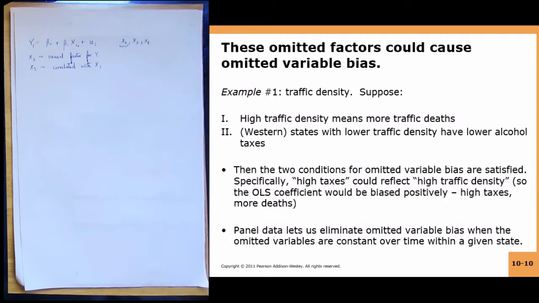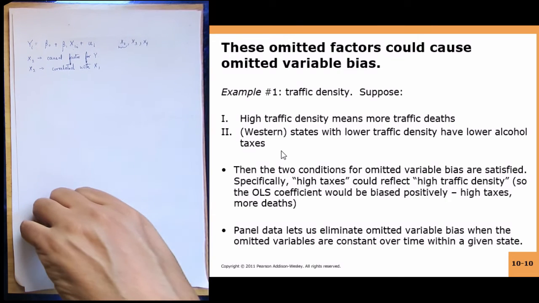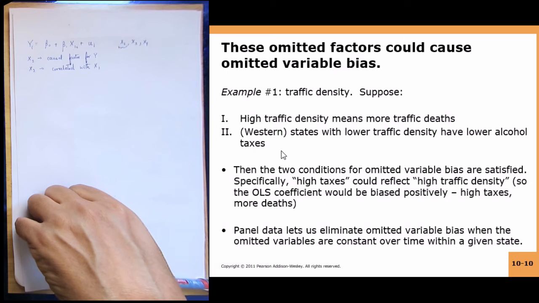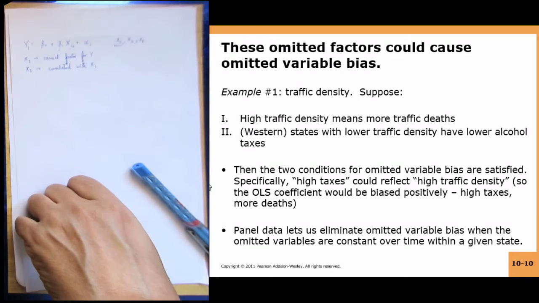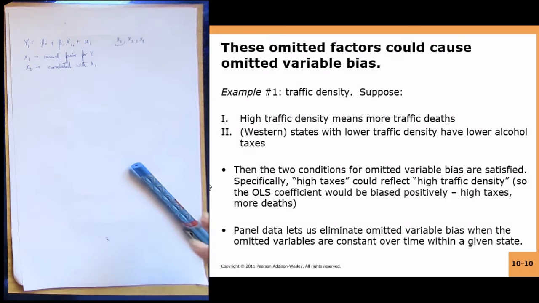Now let us look at high traffic density. High traffic density means more traffic deaths. So this is your y variable, traffic deaths. So high traffic density is a causal factor for y. Also, certain states that have lower traffic density tend to have lower alcohol taxes. So, in this particular case, the western states which have lower traffic density also have lower alcohol taxes. So, x2 happens to be correlated with x1 also, even though there isn't a particular causal relationship that we are finding over there.